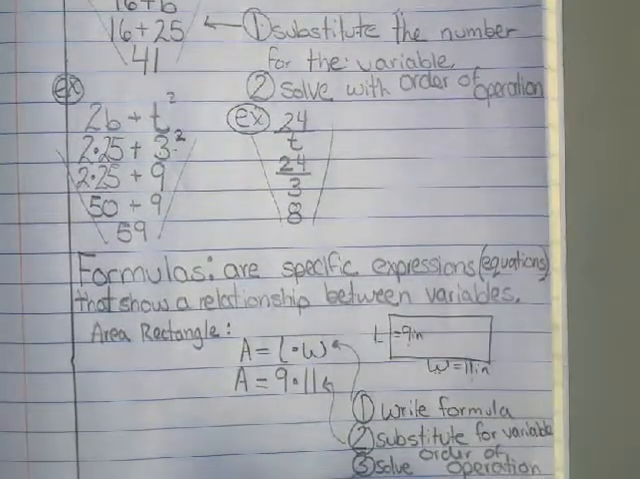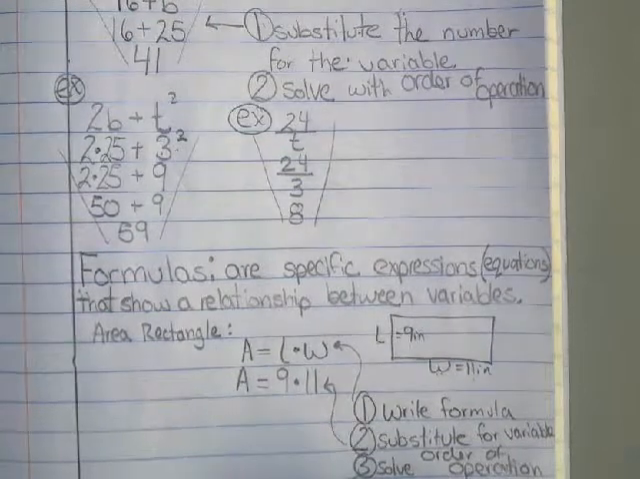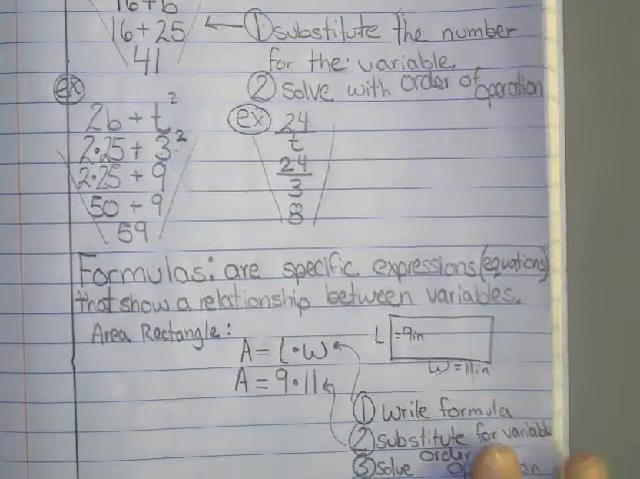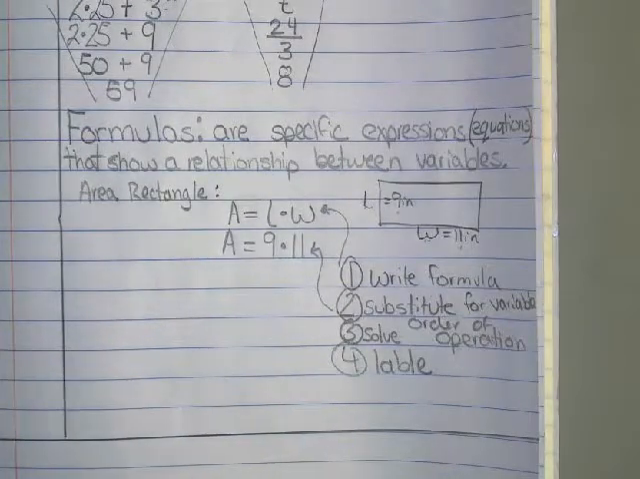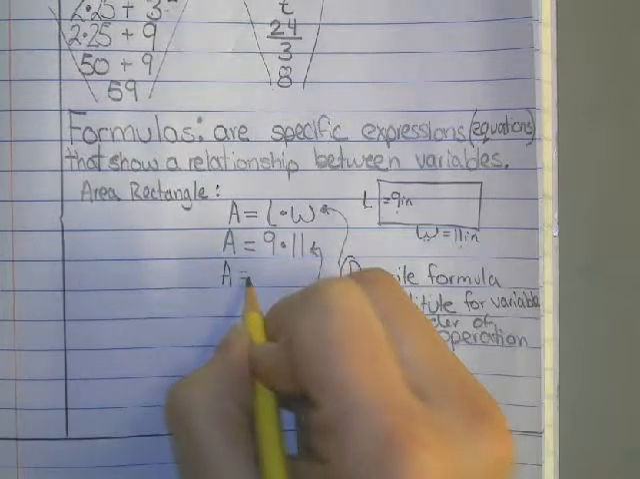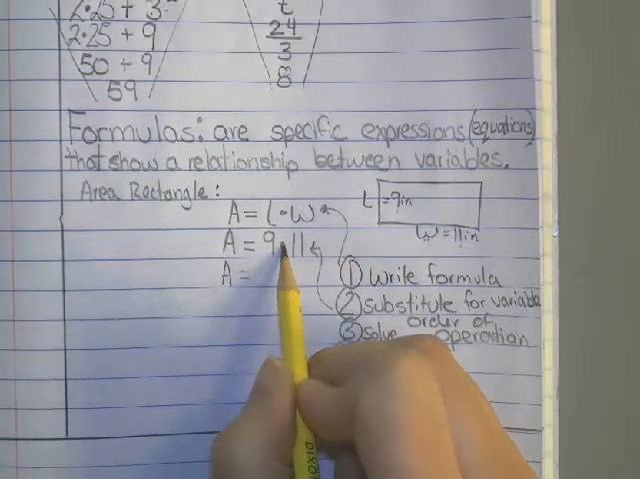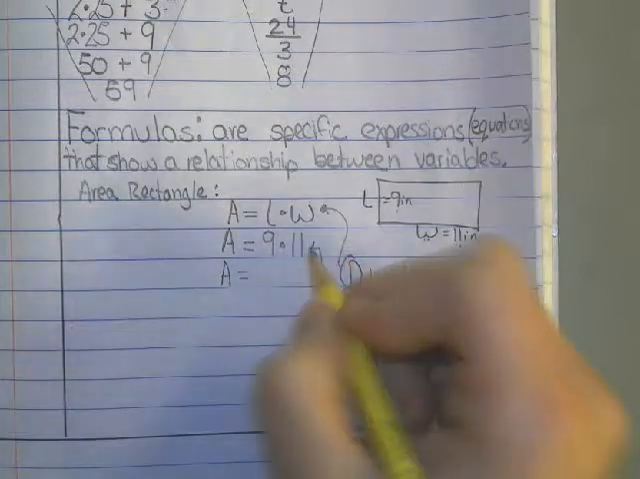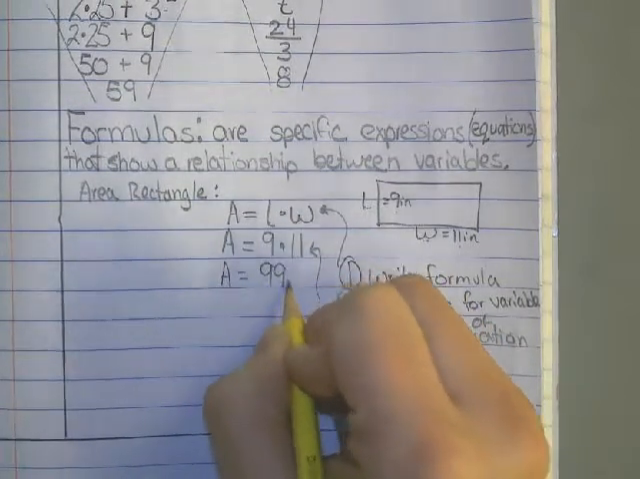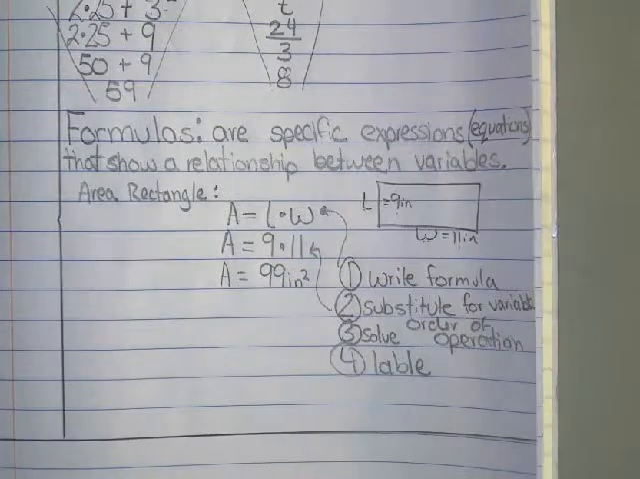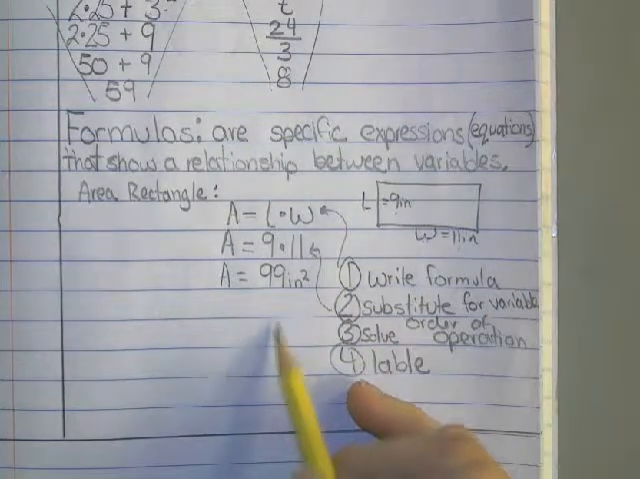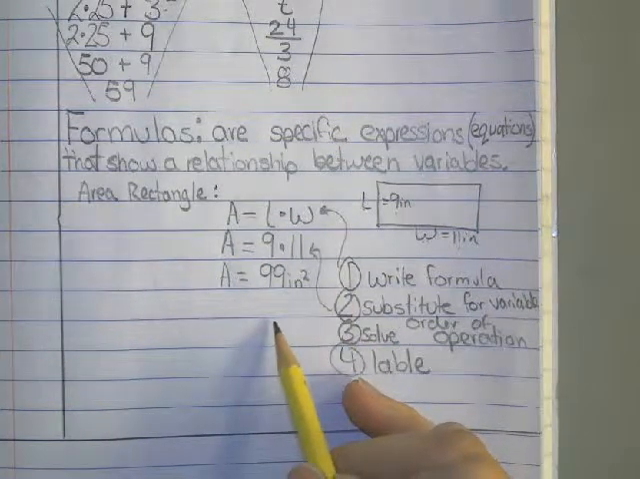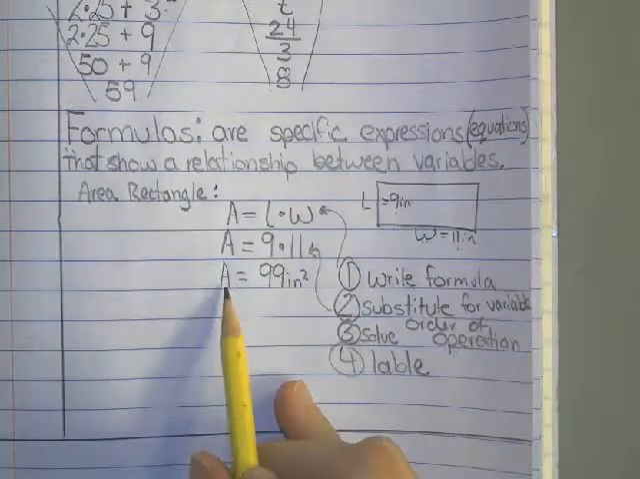And then step 4 would be to label, because we're talking about real, actual things, so they need labels. Real, actual things need labels. So we'd say A equals, now we just solve. There's only one operation there, so 9 times 11 would be 99 inches squared. Okay, so you see you can use the substitution there. This is the formal way to show how you get the area of a rectangle.